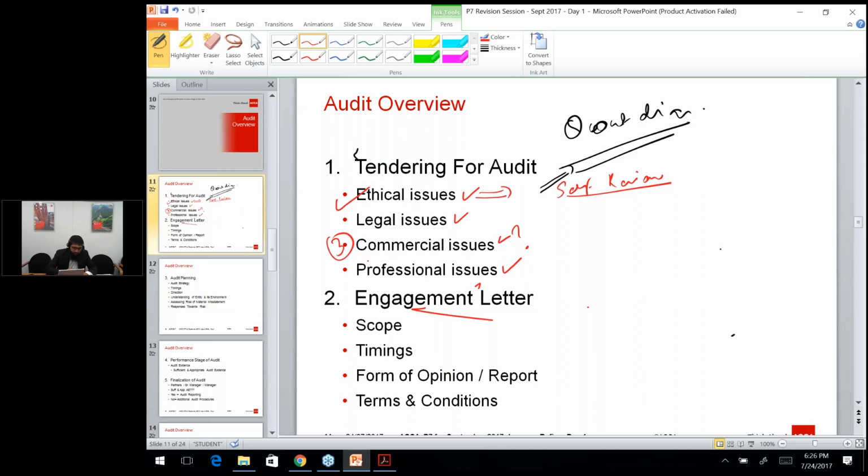And lastly, the professional issues. If there is a client whose reputation is not good, and you bid for the audit of that client, that means you will be associated with that client as an auditor. That would probably harm your reputation, and you need to consider whether we should go ahead with that client or not. So whenever we are approached by any client to tender for the audit, the first thing we need to do is consider that there should be no ethical, no legal, no commercial, and no professional issues. Number one.